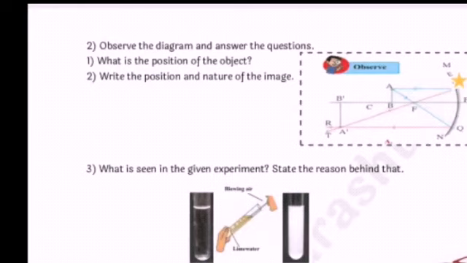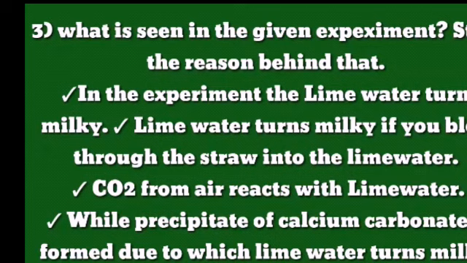Let's see the third question. The question is, what is seen in the given experiment? State the reason behind that. Friends, observe the figure and note down the answer. In the experiment, the lime water turns milky. Lime water turns milky if you blow through the straw into the lime water.